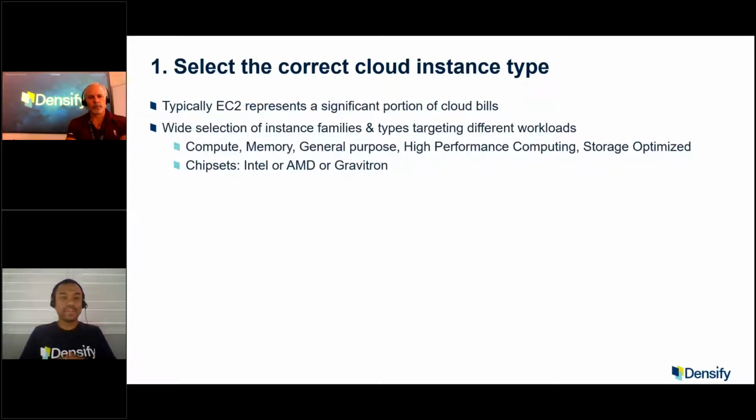Speaking from my background, I was a technical consultant prior to this. We tend to think all our workloads are compute intensive, but that's not necessarily always the case. You need to understand that. Additionally, there are various chipsets. In the case of AWS, you have Intel, AMD, and Graviton. You need to decide what exactly the differences are, and education is the key here.